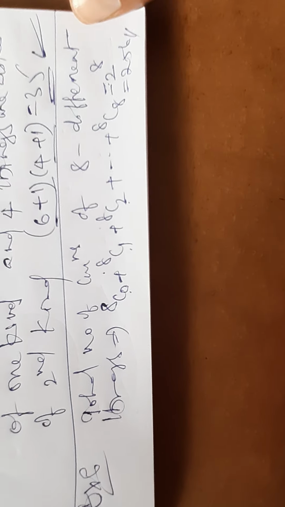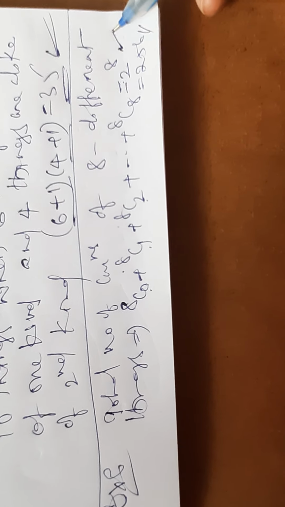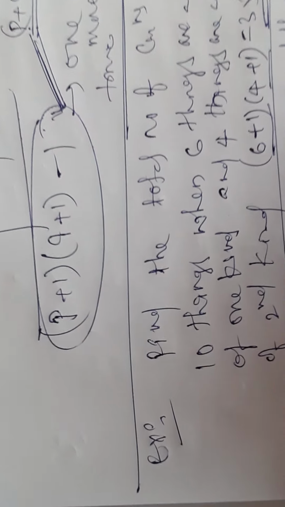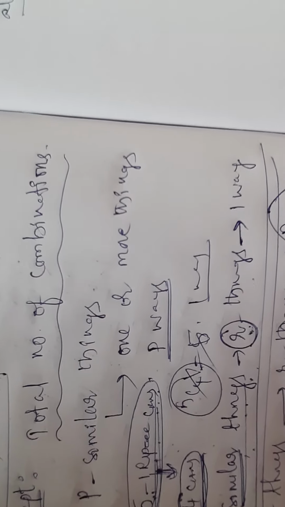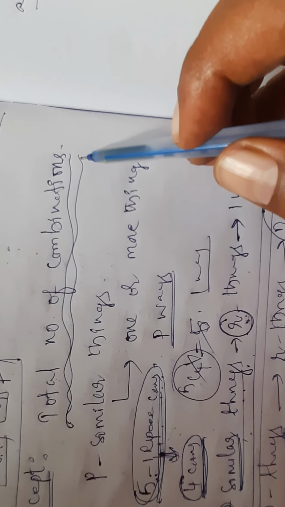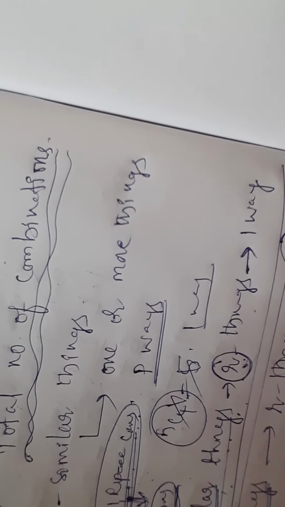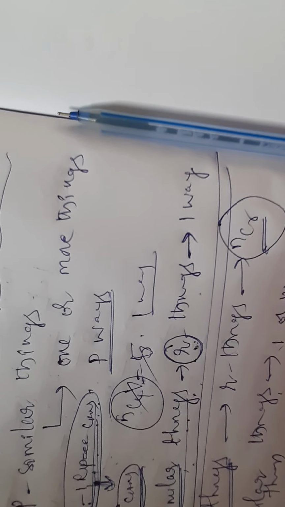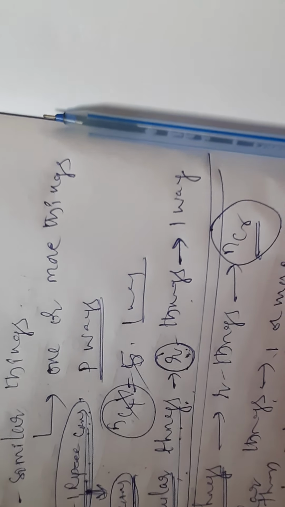So whenever different things are given, this is the concept, and when similar things are given, this is the concept, and this is nothing but the total number of combinations. So this is the concept, total number of combinations. Okay, listen to this video properly, prepare your classroom notebook and try to solve the assignment.